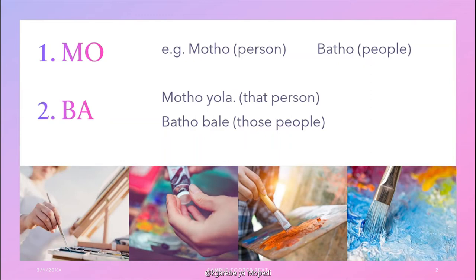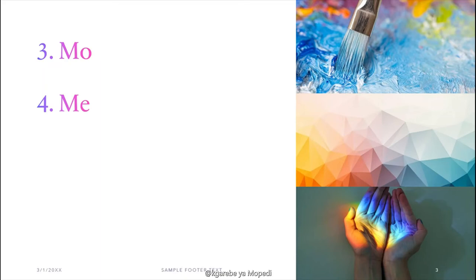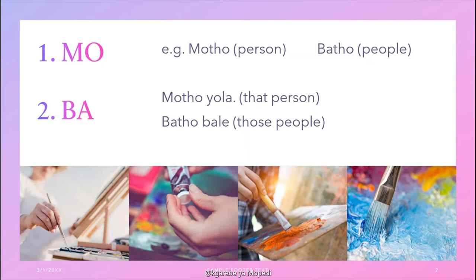And then we have mo and me. The difference between this mo and the first mo is that the first one is about people and the second one is about things. I often hear people referring to Bapedi people as Mapedi. There's nothing like Mapedi. We are not Mapedi. Re Bapedi. So any singular word that has the prefix mo but refers to a person, the plural is va. Motho, vathu. Mopedi, vapedi.